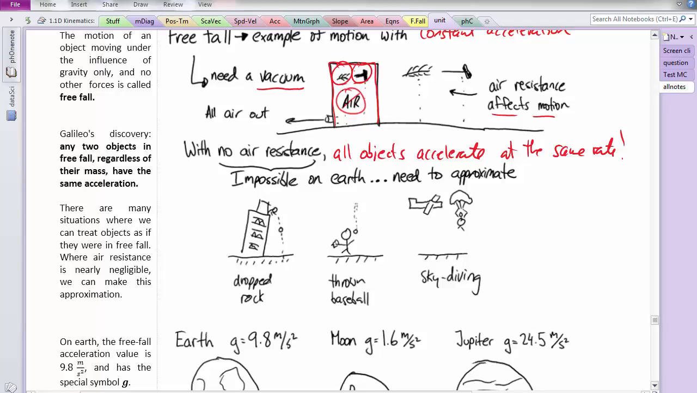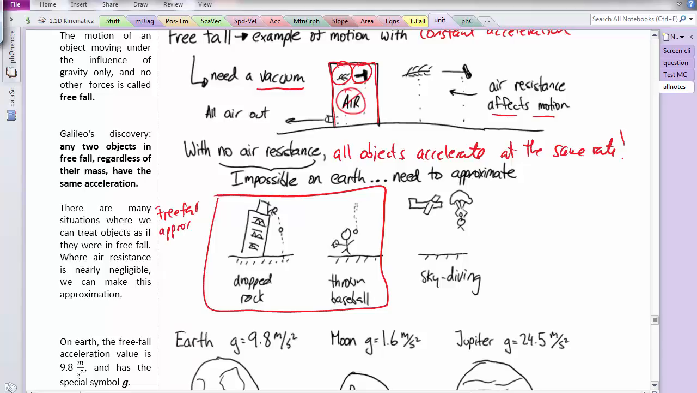But on Earth, there are lots of scenarios where we can still use this approximation, and some of them are shown here. If you drop a rock from maybe a 5th floor, or throw a baseball, we'll say that the free fall approximation is valid in these cases. There's no hard rule, it's just how good the approximation is.